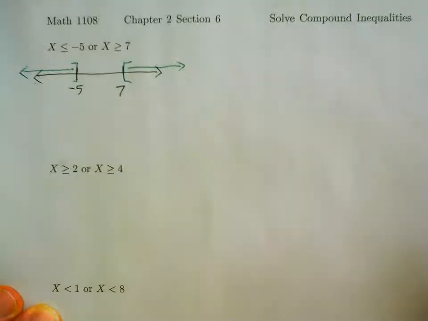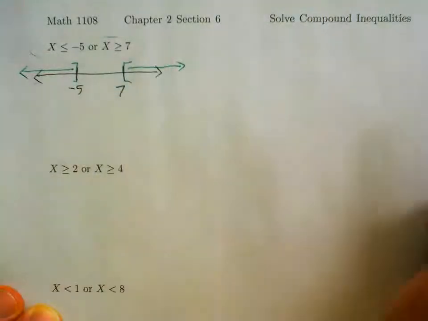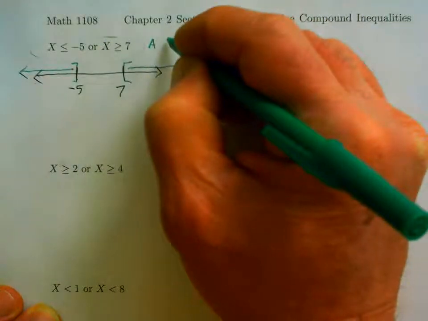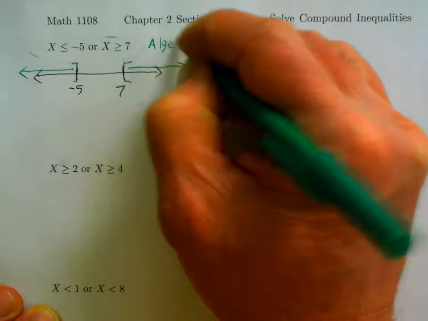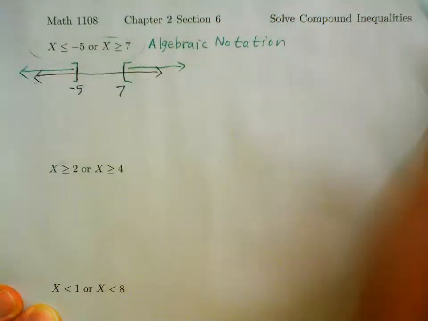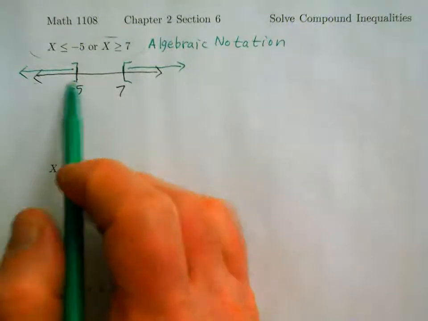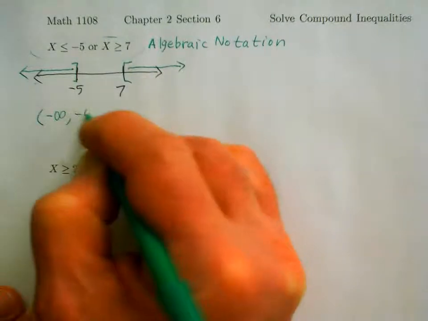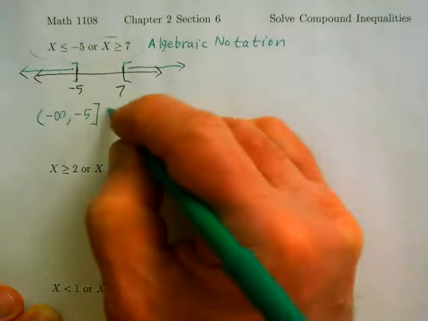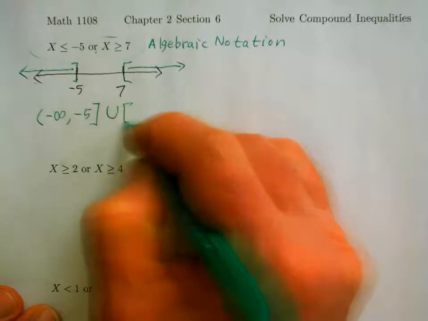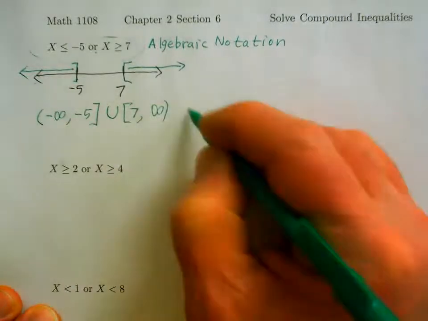We're starting out with the algebraic notation. x is less than or equal to -5, or x is greater than or equal to 7. So this is the algebraic notation. The interval notation, we have negative infinity, comma, -5 bracket. The union symbol corresponds to the word "or," and then bracket 7, comma, infinity. This is the interval notation.